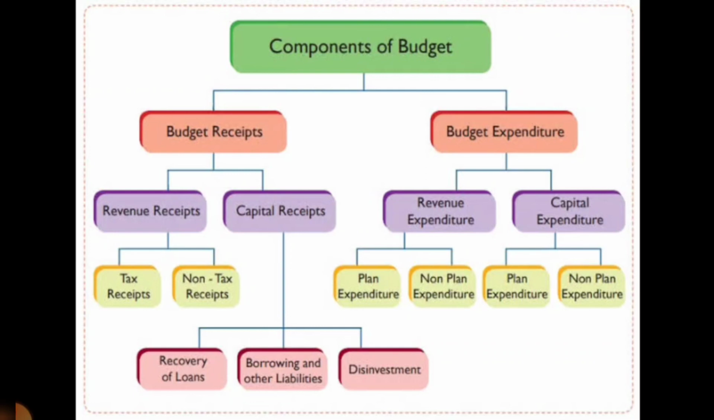The expenditures which are earlier planned by the government or are known by the government come under the planned expenditure, in case of revenue expenditure and in case of capital expenditure also. And those expenditures which happen unplanned are known as non-planned expenditures. So this is all about the components of the budget of the government.